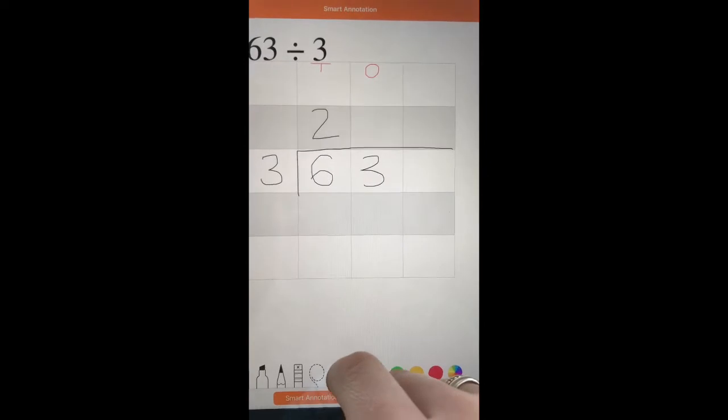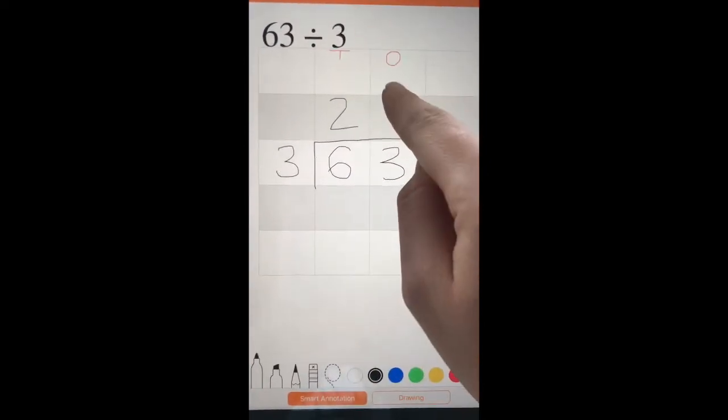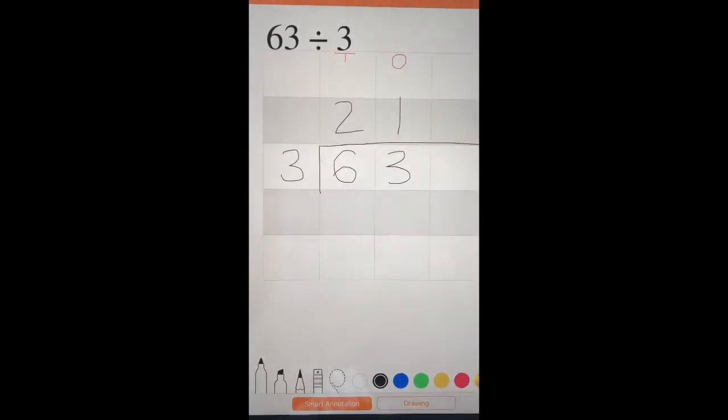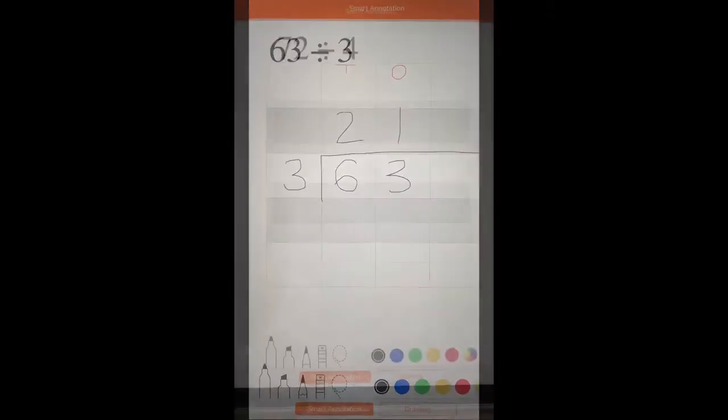Then we go into the next column, so we say to ourselves, how many lots of 3 go into 3? And we know that that's 1. So the answer to 63 divided by 3 is 21.